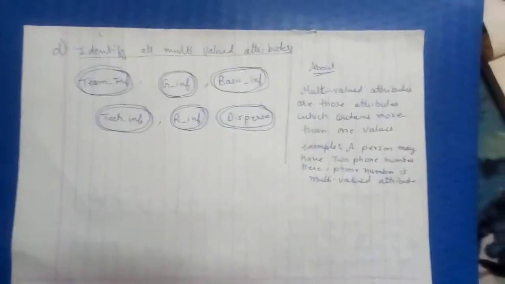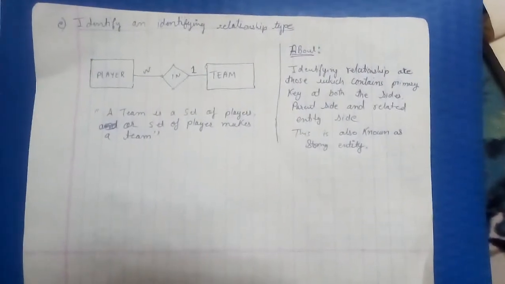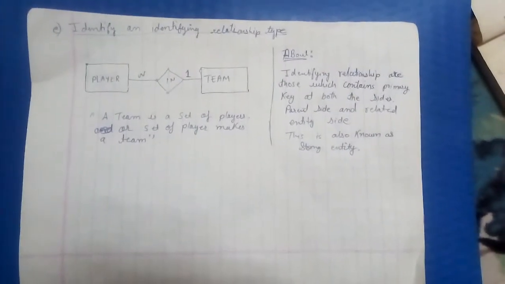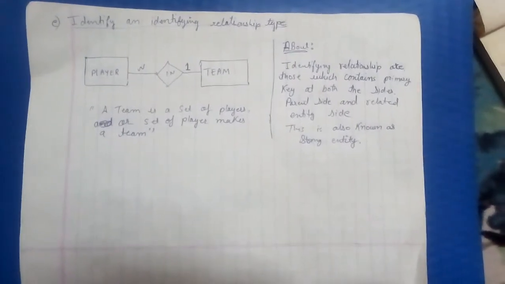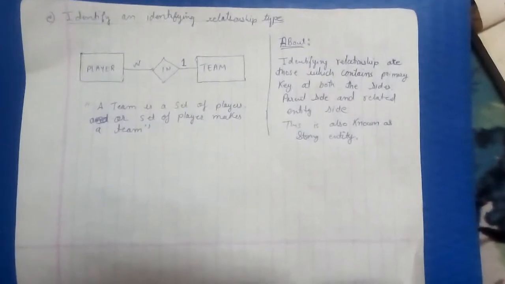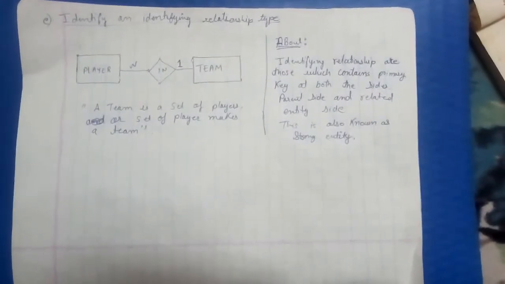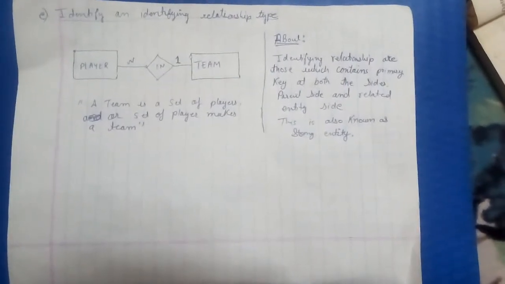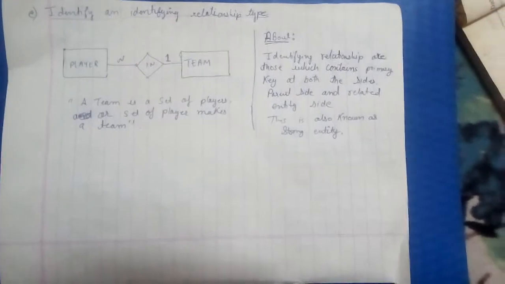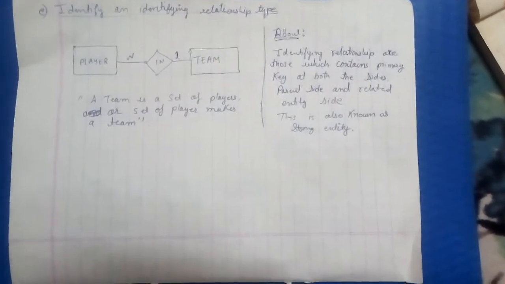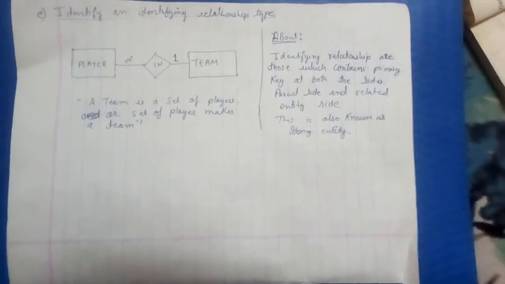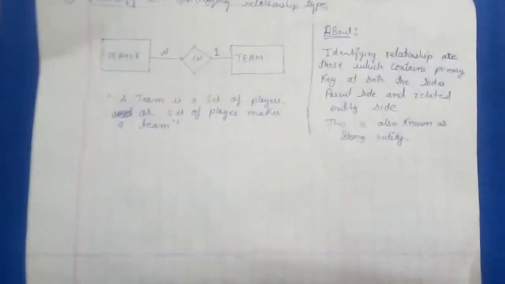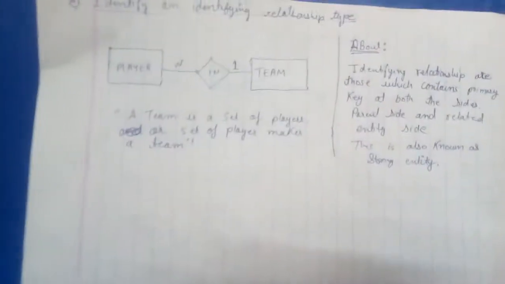Then they asked what the identifying relationship types in the diagram are. For that we have to discuss what an identifying relationship is. We know that identifying relationships are those which contain the primary key at both ends, that is, at the parent end and at the related entity side. This is also known as a strong entity. We have discussed what a strong entity and a weak entity are. You can also look at those videos to understand this better.